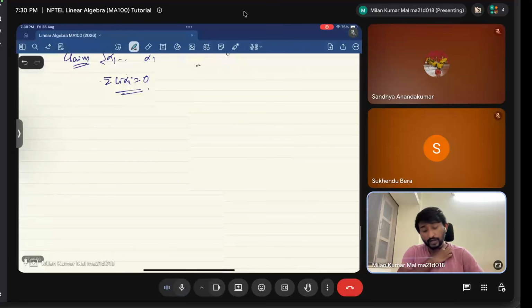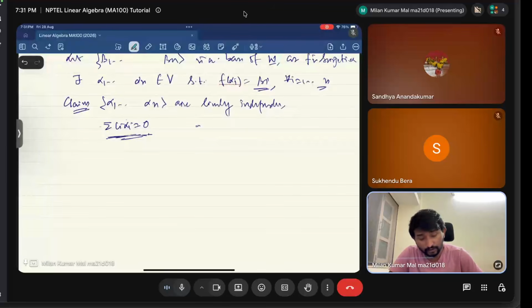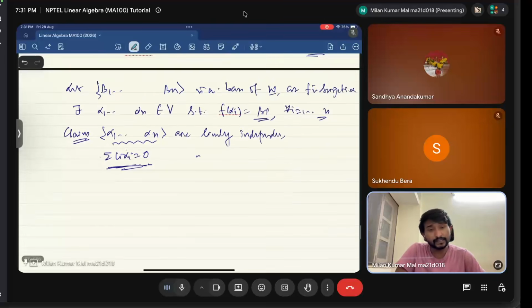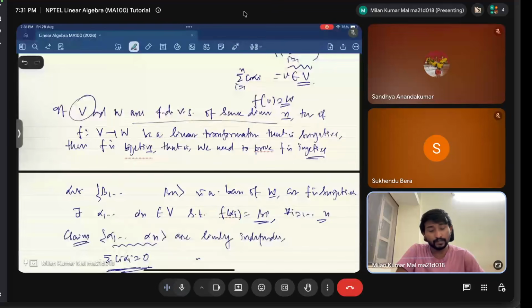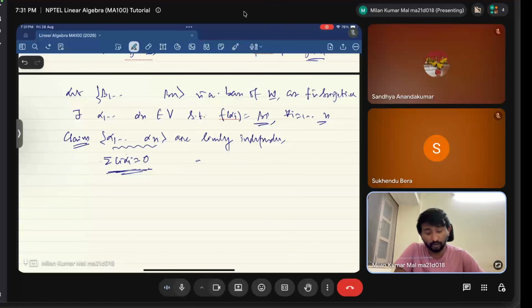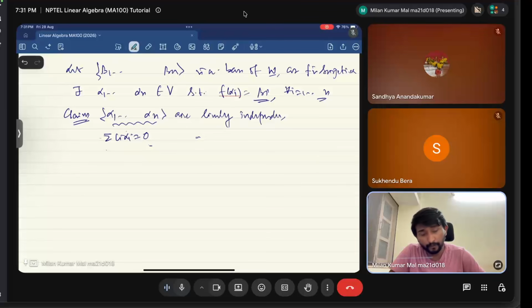Okay. So if I assume this sum equals 0, then to prove alpha 1, alpha 2, alpha n are linearly independent: if I can prove this is linearly independent, then as this set has n elements and the vector space V, by the assumption, has the same dimension n as W, then this set will form a basis of the vector space V. But anyway, I don't need those facts. But let's see. If this equals 0, then I have to prove that all the Ci equal 0.